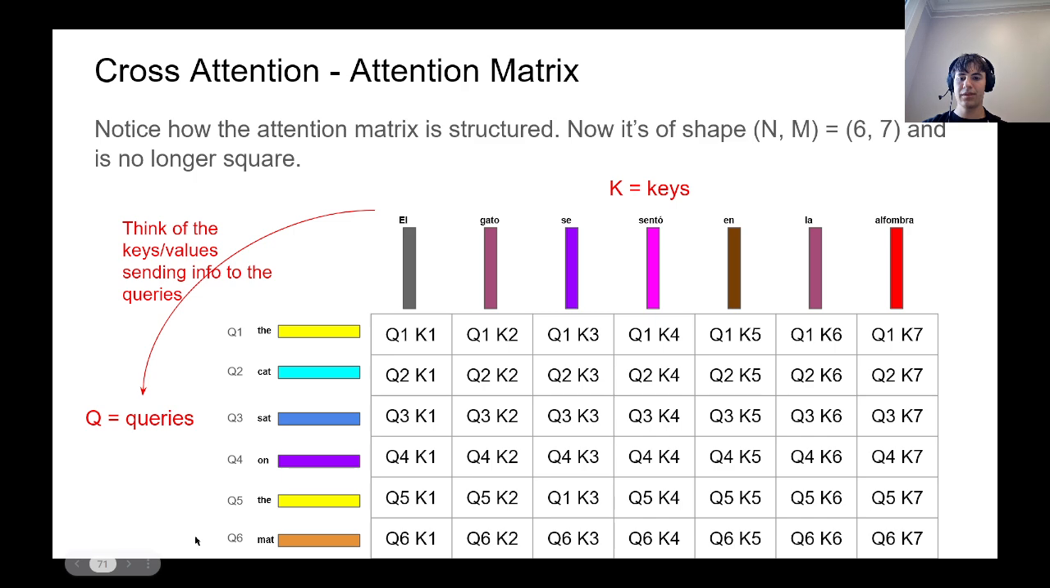And you do that for all the tokens. This is what this represents. This represents a routing of information from our input sequence to our output, from our conditioning sequence to our sequence that we're modeling.